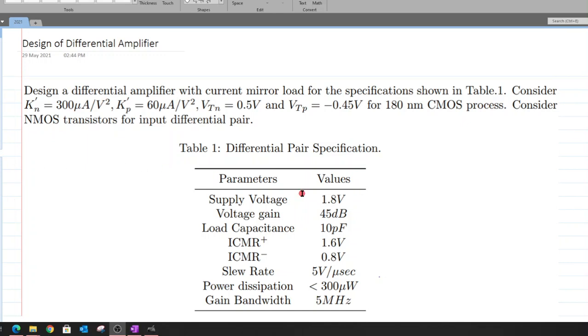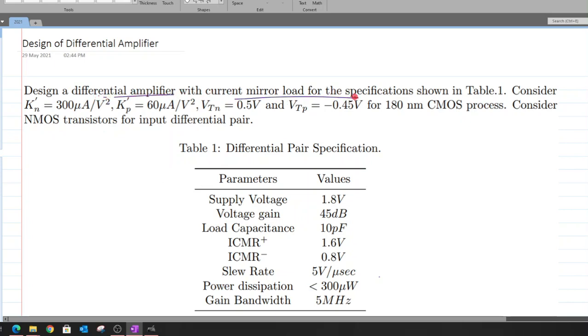Hello students, in this video we will try to design a differential amplifier with a current mirror load circuit for the specification that is given in this particular table. Before we build this, we have to know what type of input differential pair has been asked to design.